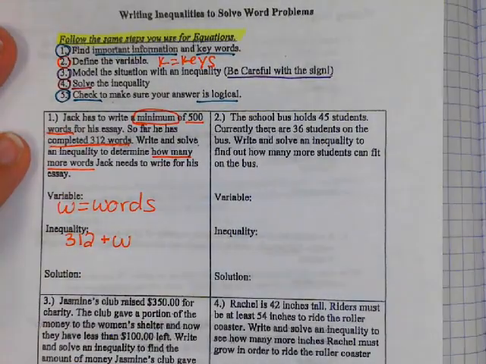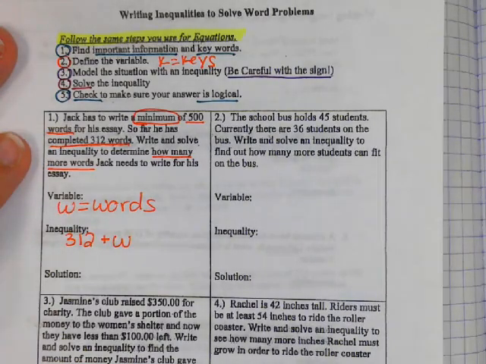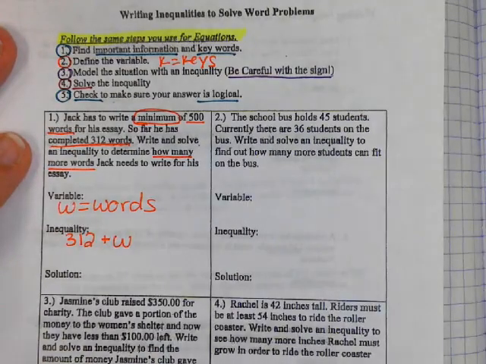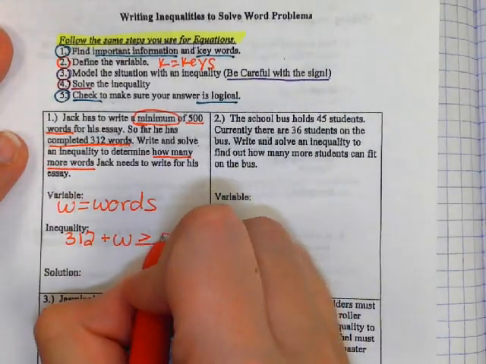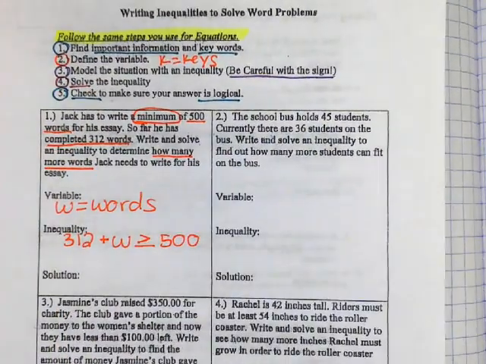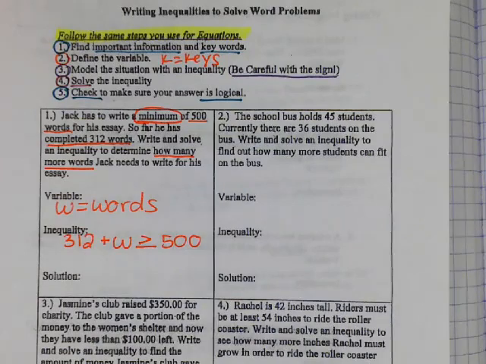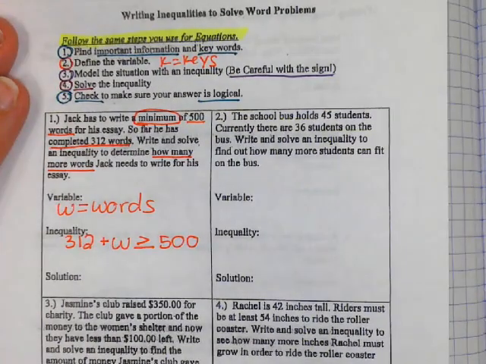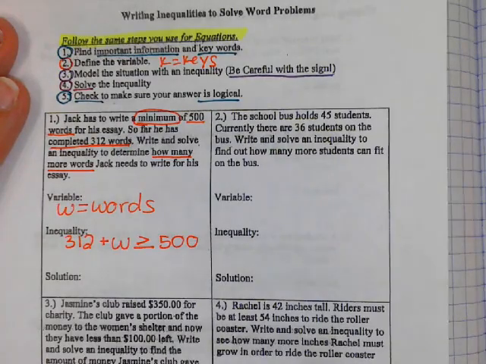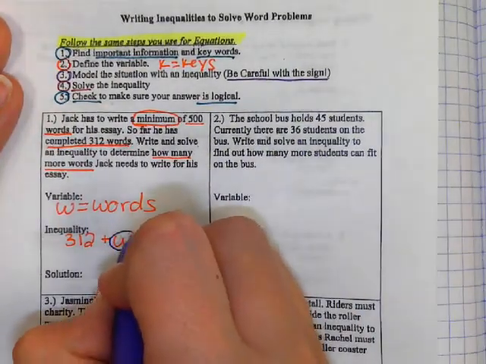Now, I know that we're used to doing equals, but this is not an equation. This is an inequality. He needs to have at least 500, or a minimum of 500. That means it could be greater than, or it could be equal to. And it could be 500. So he needs to have 500 or more. Now, in order to solve this, we are going to take our equation, find my variable, draw my line.